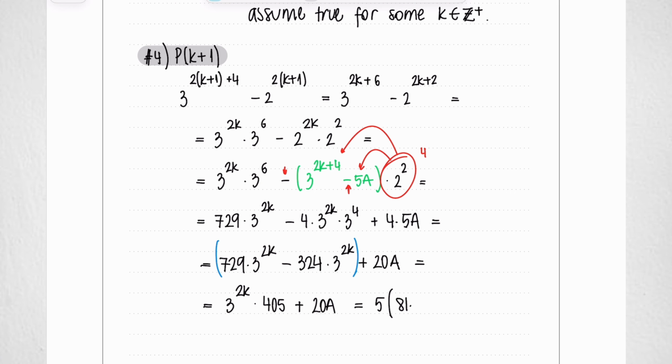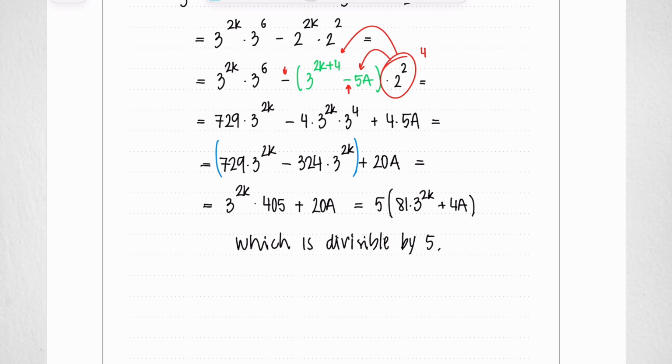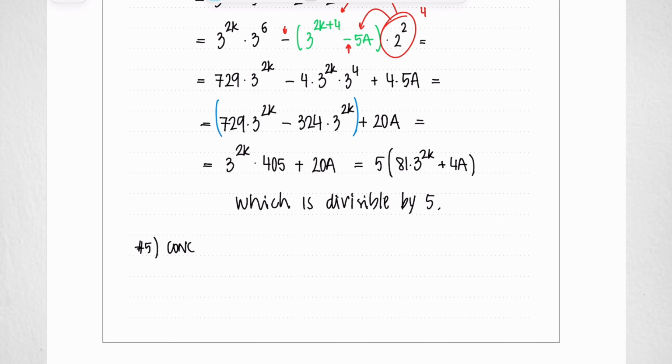We have 81, 3 to the 2k, plus 4a, which is divisible by 5. Now the last part, which is the most boring part, is to vomit the conclusion. It's just one sentence that you have to write every time you tackle an induction proof. It's got to be there. So number 5, the conclusion.